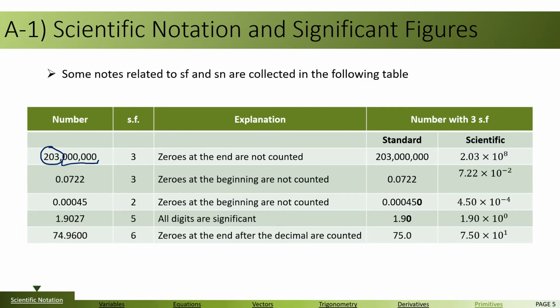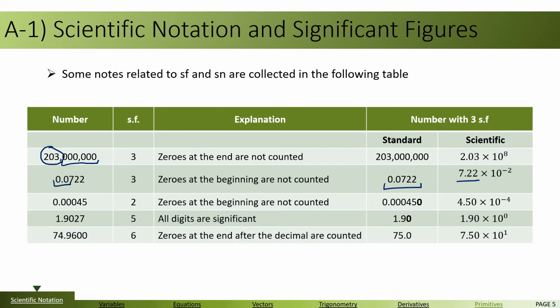Let's erase these. Now, on the other hand, 0.0722 has 3 significant figures as well because these zeros aren't to be considered. Writing the number in standard form with 3 significant figures is 0.0722, and in scientific notation, as you should have guessed, it's 7.22 times 10 to the negative 2.